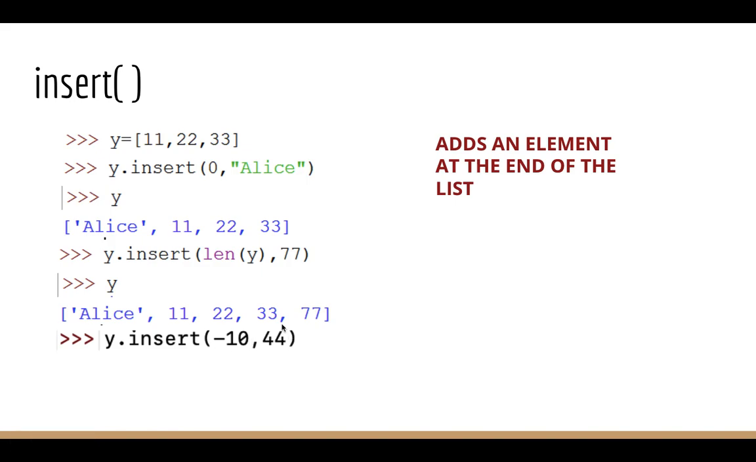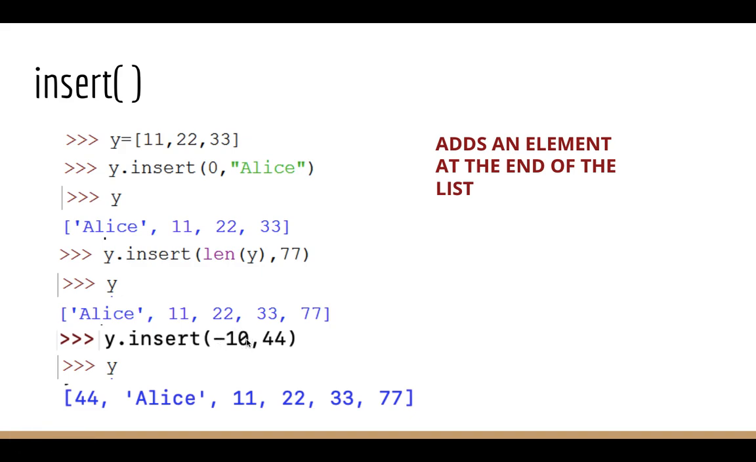Now here in the last example, what I have done is I have put a negative index, but an invalid negative index. Now if I put an invalid negative index, what will happen? It will prepend the element. Prepend means it will add that element at the beginning of the list. Which element? 44 in this case. Let's see the answer. So if I type in Y, I'll get 44, Elise, 11, 22, 33 and 77. The other elements were already existing.